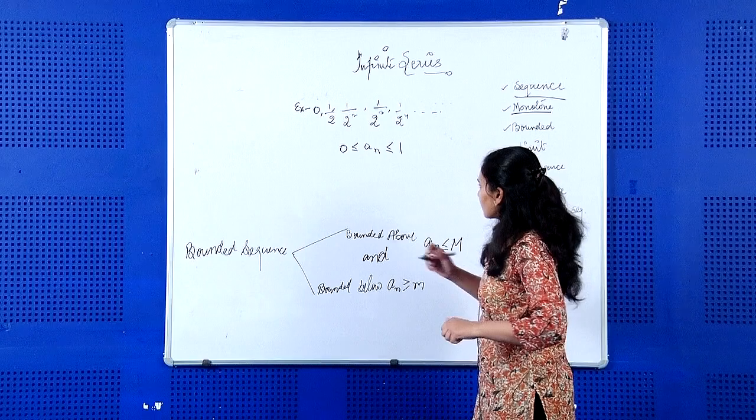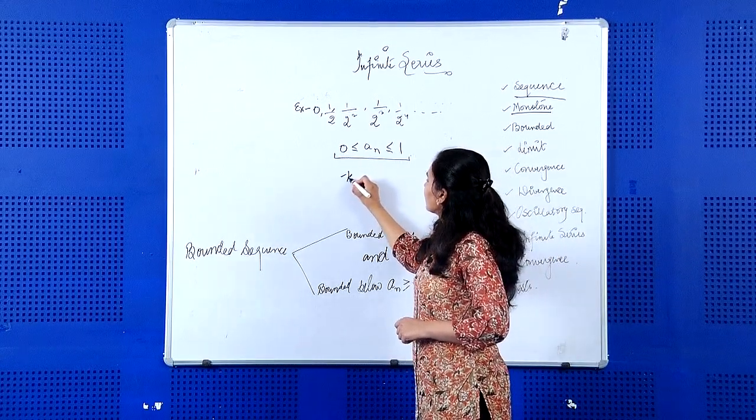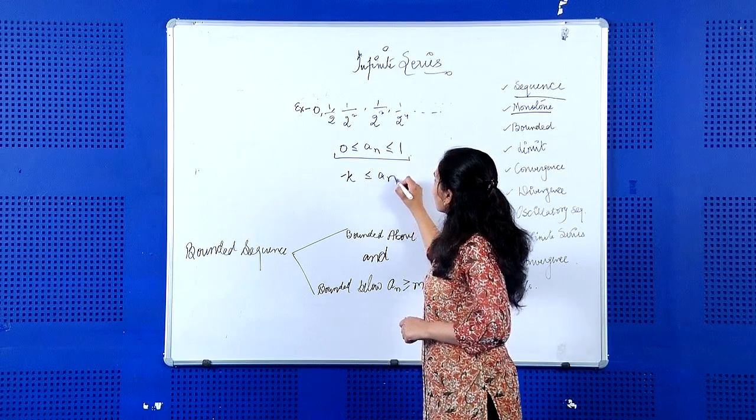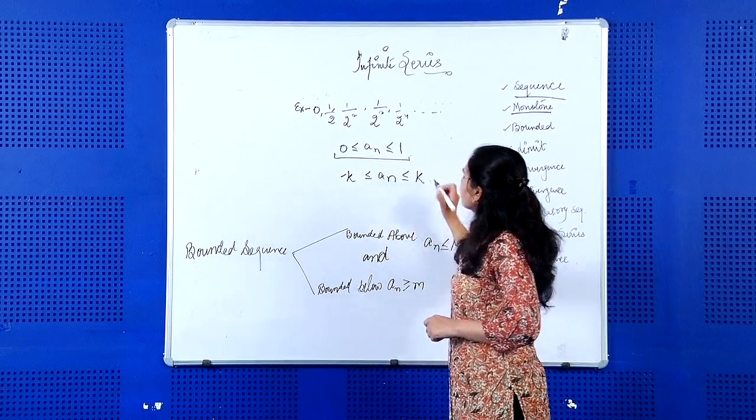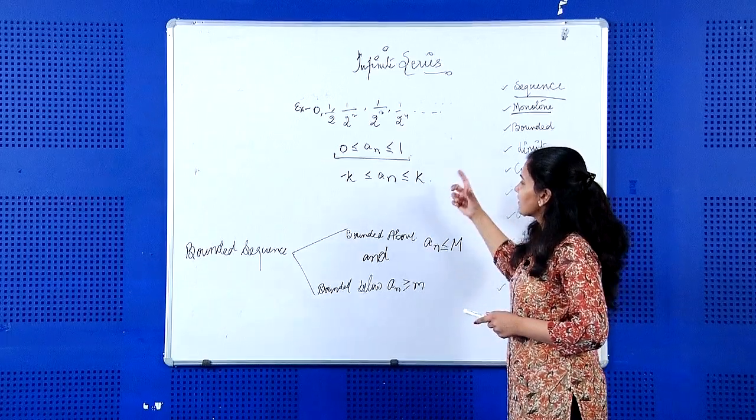We always represent a bounded sequence with such a format. Let it be minus k and this is plus k. So this is the example for a bounded sequence.